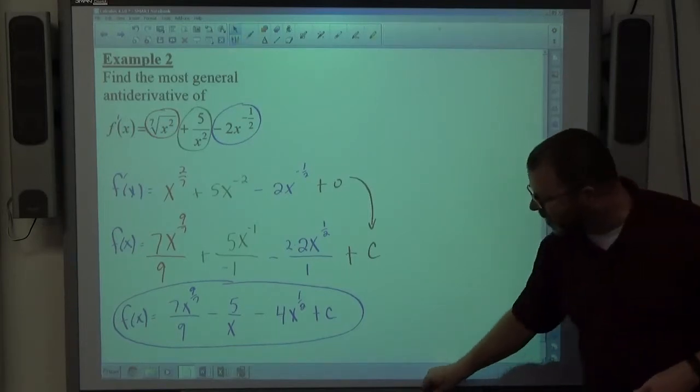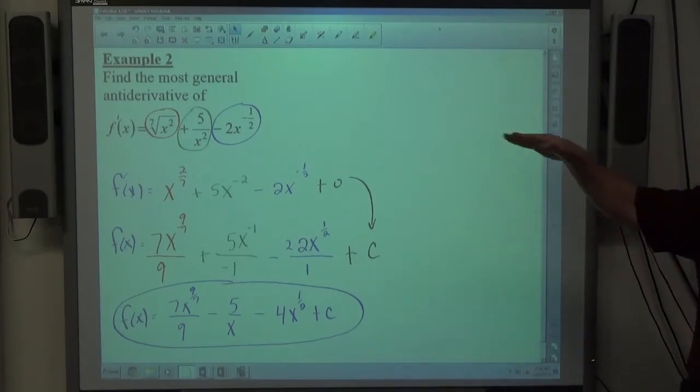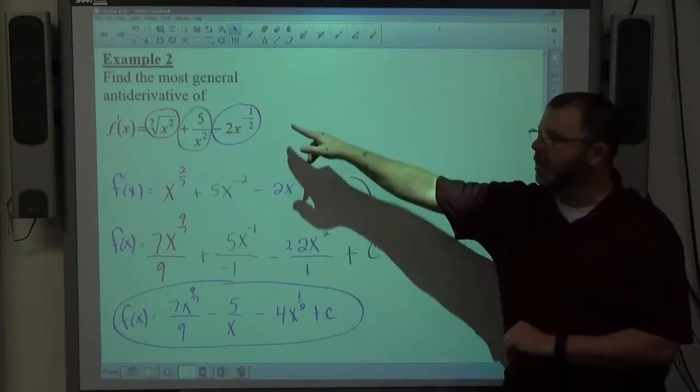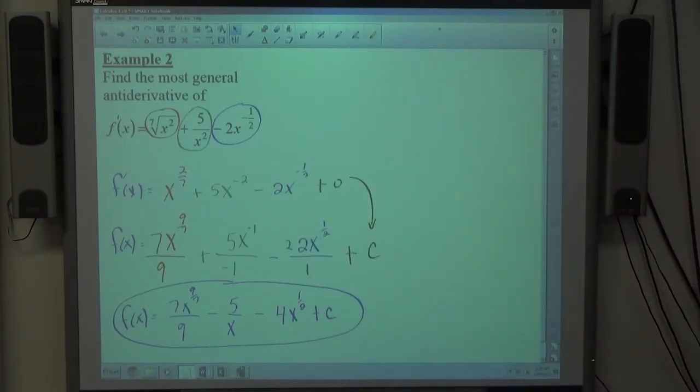But anyway, that would be the final answer there. And again, that is the antiderivative of the function. If I differentiate this, I would get that. And again, you can verify if you wish anytime on these problems.